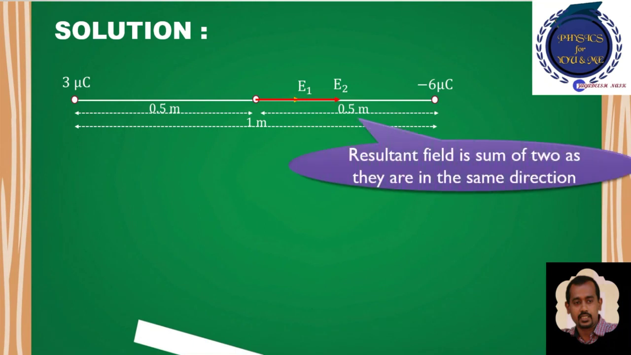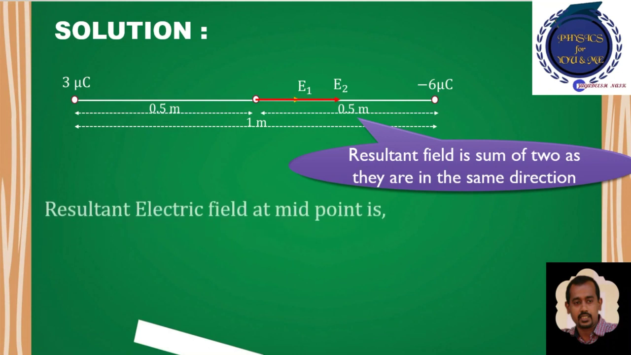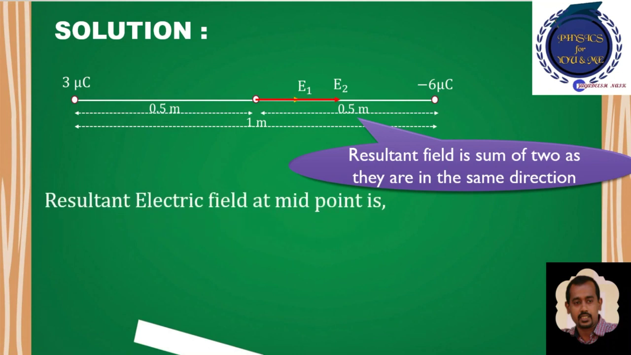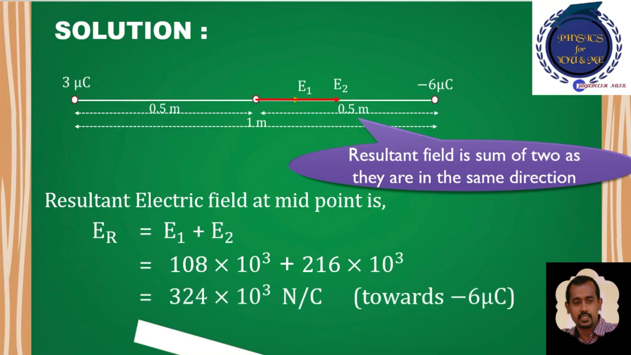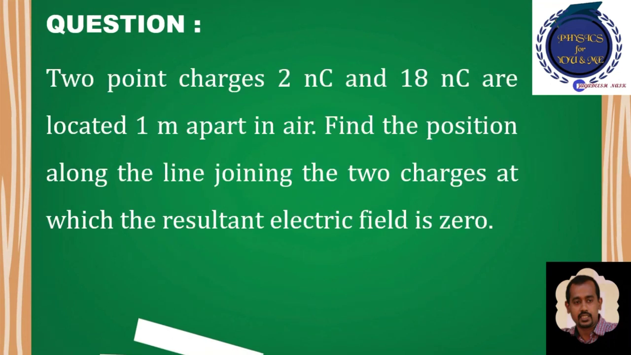Now, the resultant field is the sum of the two, E1 and E2, as they are in the same direction. Hence, the resultant electric field at the midpoint will be represented as ER is equal to E1 plus E2, and it will be equal to 324 into 10 raised to 3 Newton per coulomb. It is towards the minus 6 microcoulomb charge. Third question.